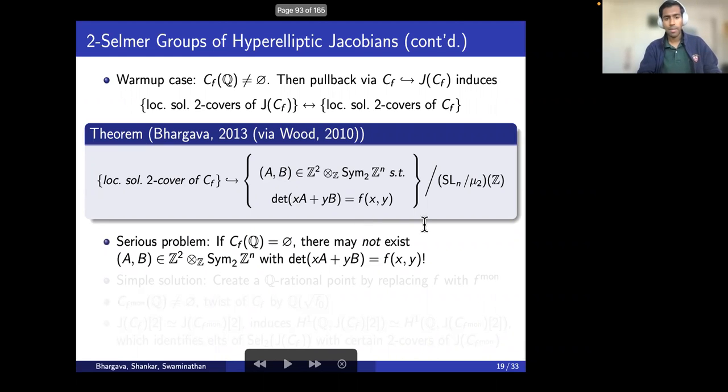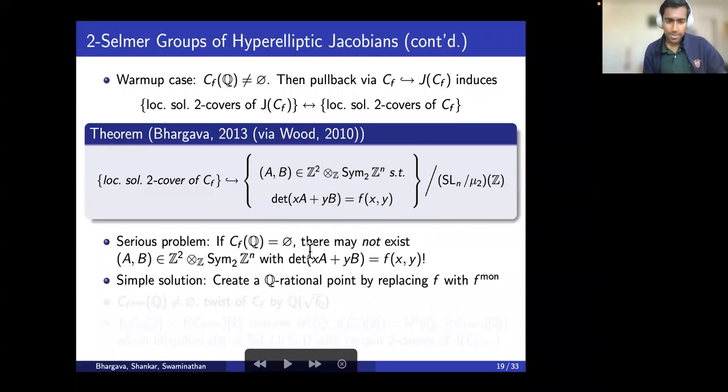But there's a serious problem, which is that if your hyperelliptic curves don't necessarily have rational points, then you can't apply this theorem. The reason is that this right-hand side may be empty. There may not exist a pair A, B with determinant xA plus yB equals f(x,y) when the curve C_f does not have a rational point.